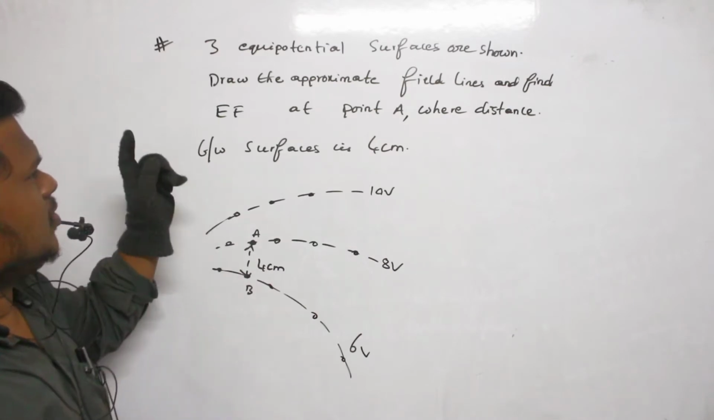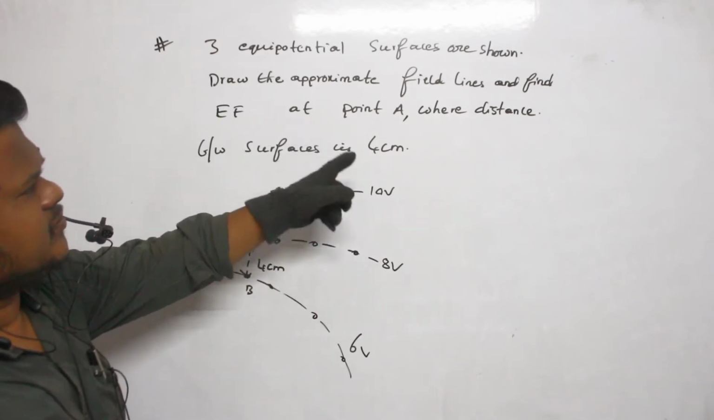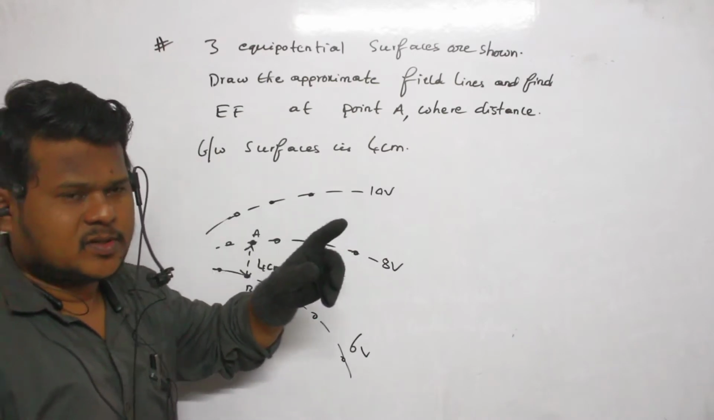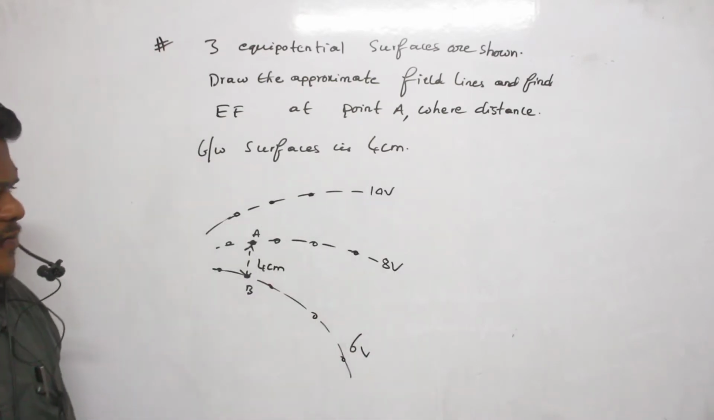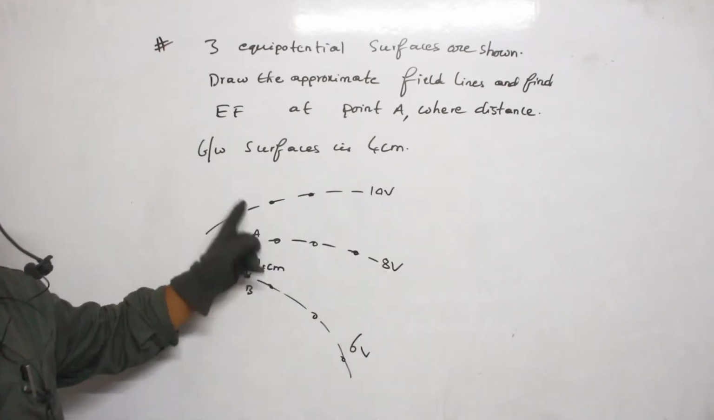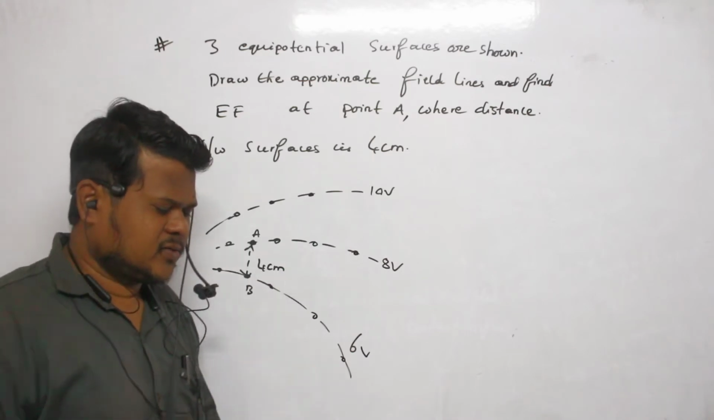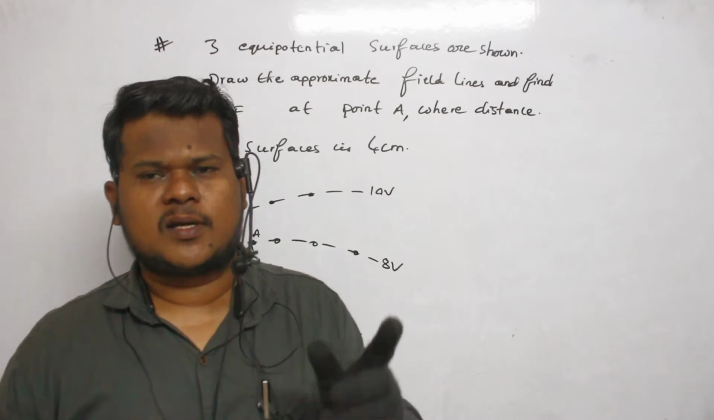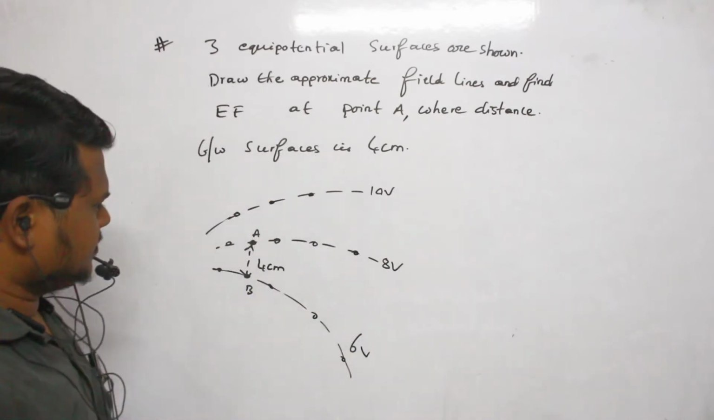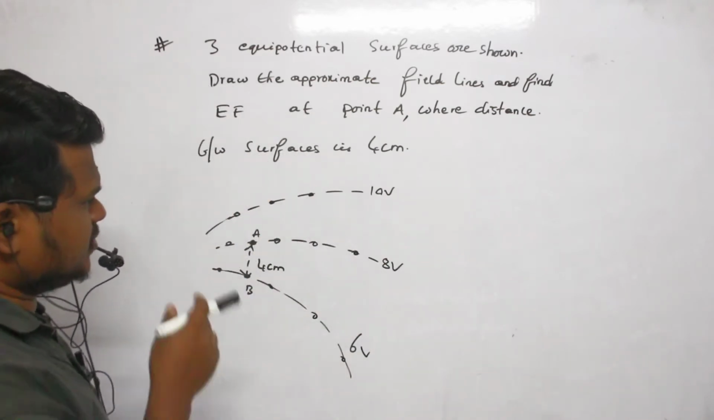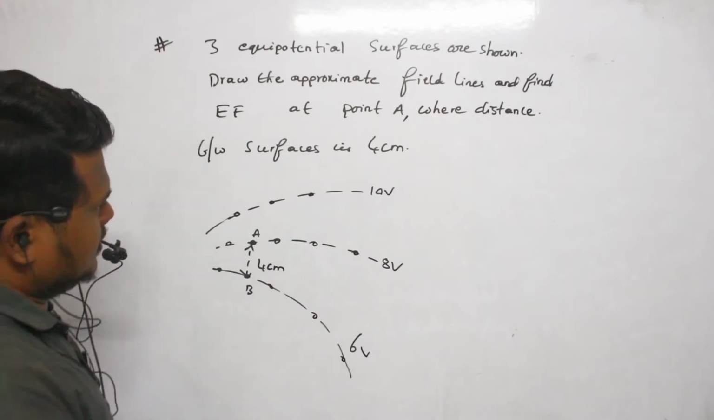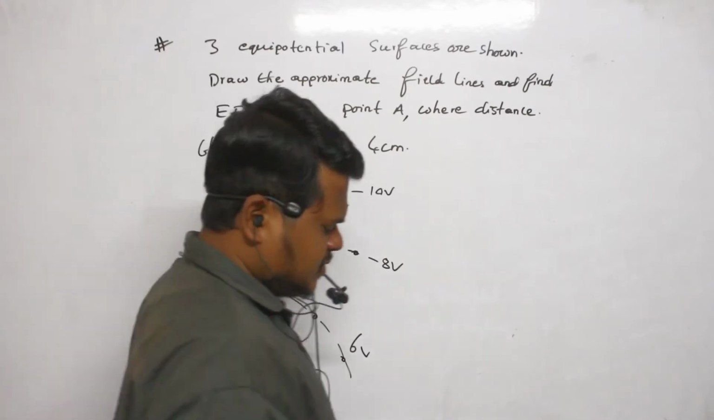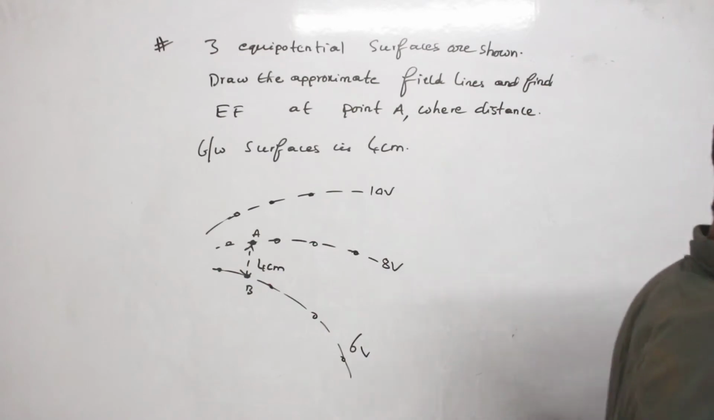Clear? Then how can you draw the approximate field lines? Field lines means how electric lines are traveling through these equipotential surfaces, or how can you draw the lines of electric field? Electric field lines, how can you draw? Anybody? Come on. First one, how can you draw electric field lines approximately?